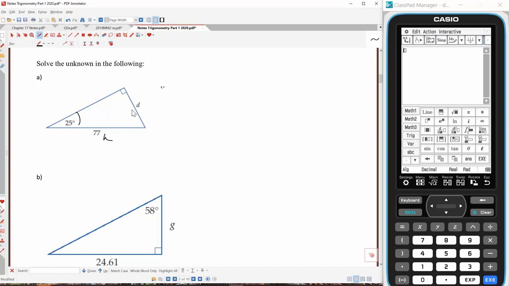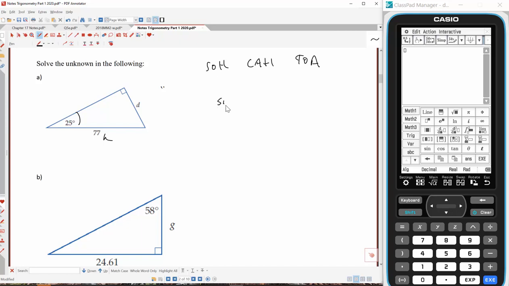So the aim of the game is to identify which trig ratio we're going to use. Now this is the opposite side, so it's opposite the angle, and we've got the hypotenuse. So we're going O and H. SOHCAHTOA, and it's the opposite and the hypotenuse that we're after. So this one here, we're going to use sine.